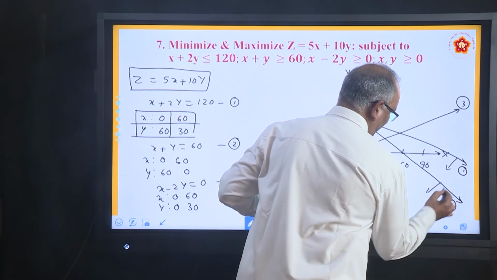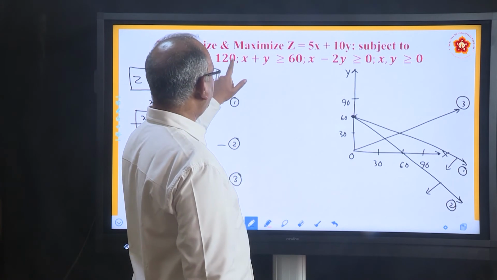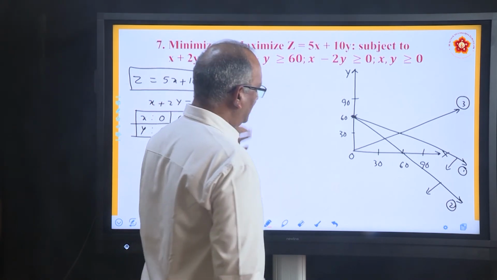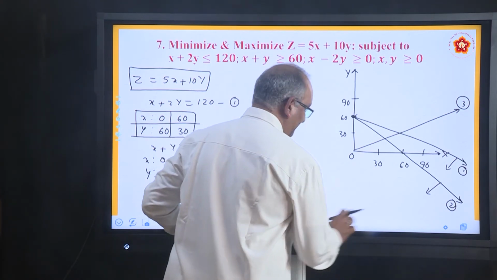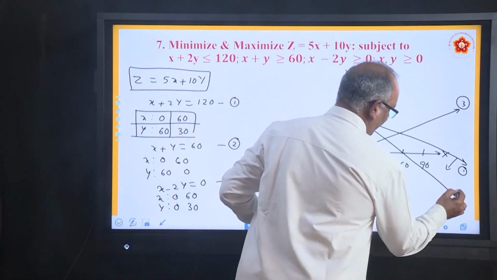Second one also towards the origin. Because, no, second one, if you substitute 0, 0 plus 0 is greater than 60, which is wrong. So you have to shade in the other side. Other side means above.